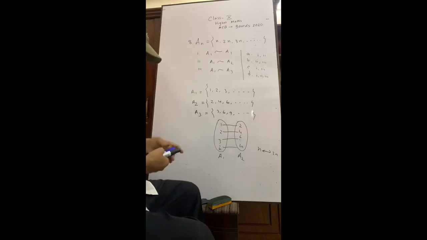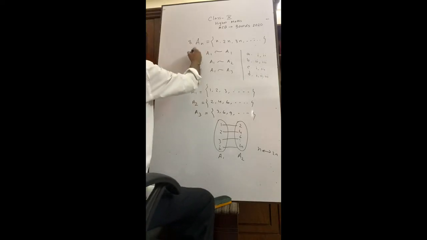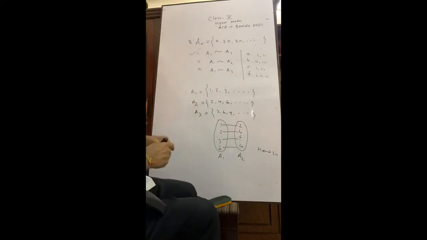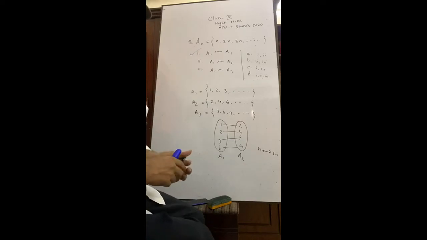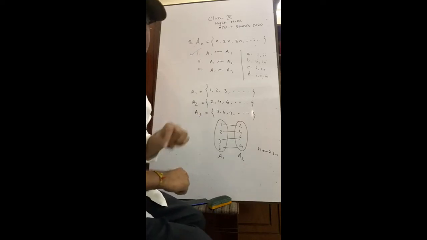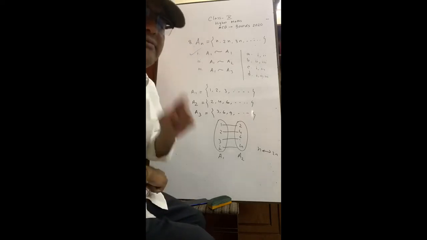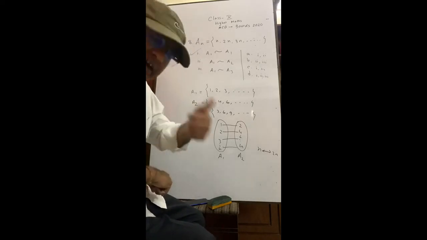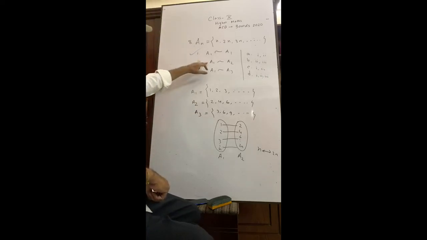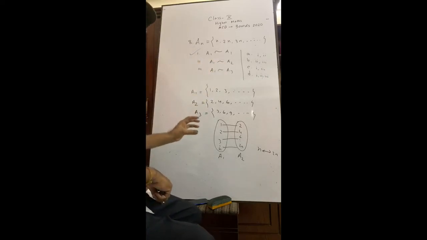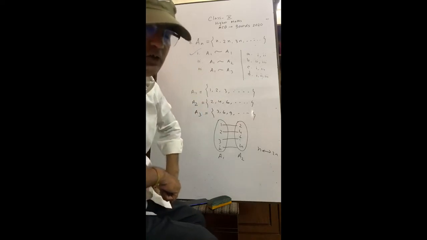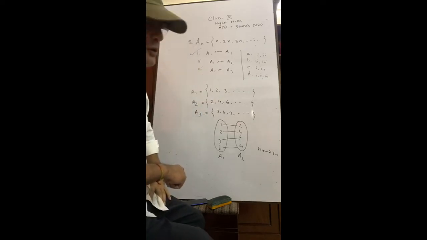That is question number 1. Question number 1 is right. A1 is equivalent to the set A1. I told you, every set is equivalent to itself. A1 and A2 have one-to-one correspondence, right? So they are also equivalent. So A1 is equivalent to A2.